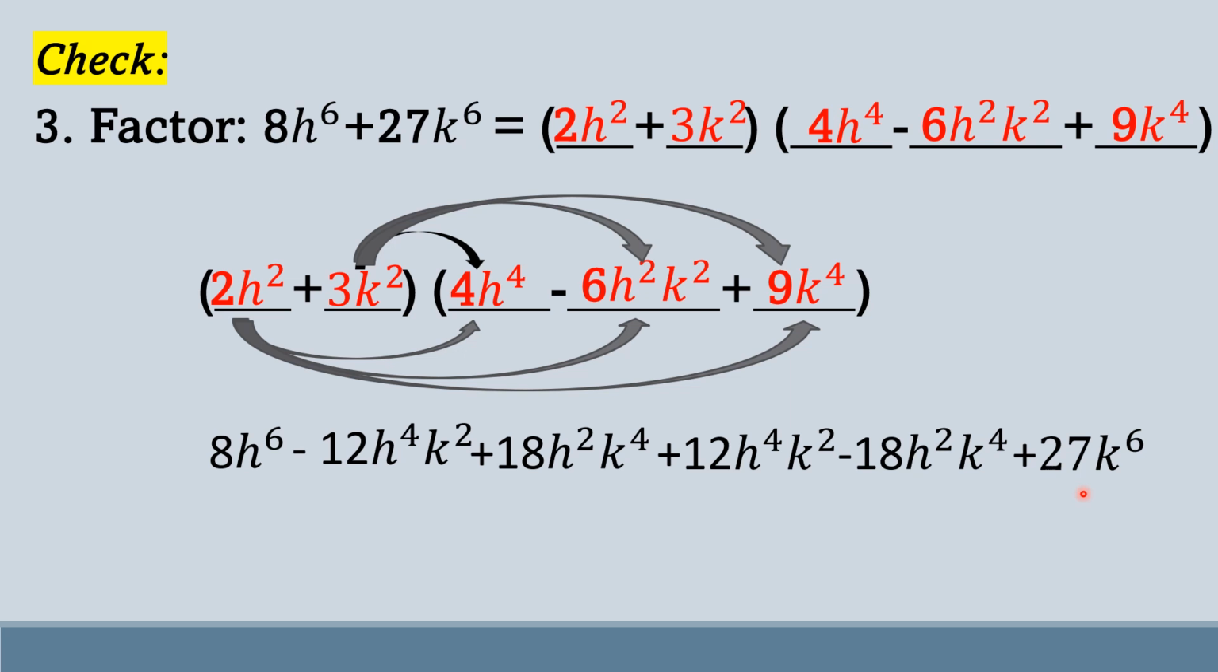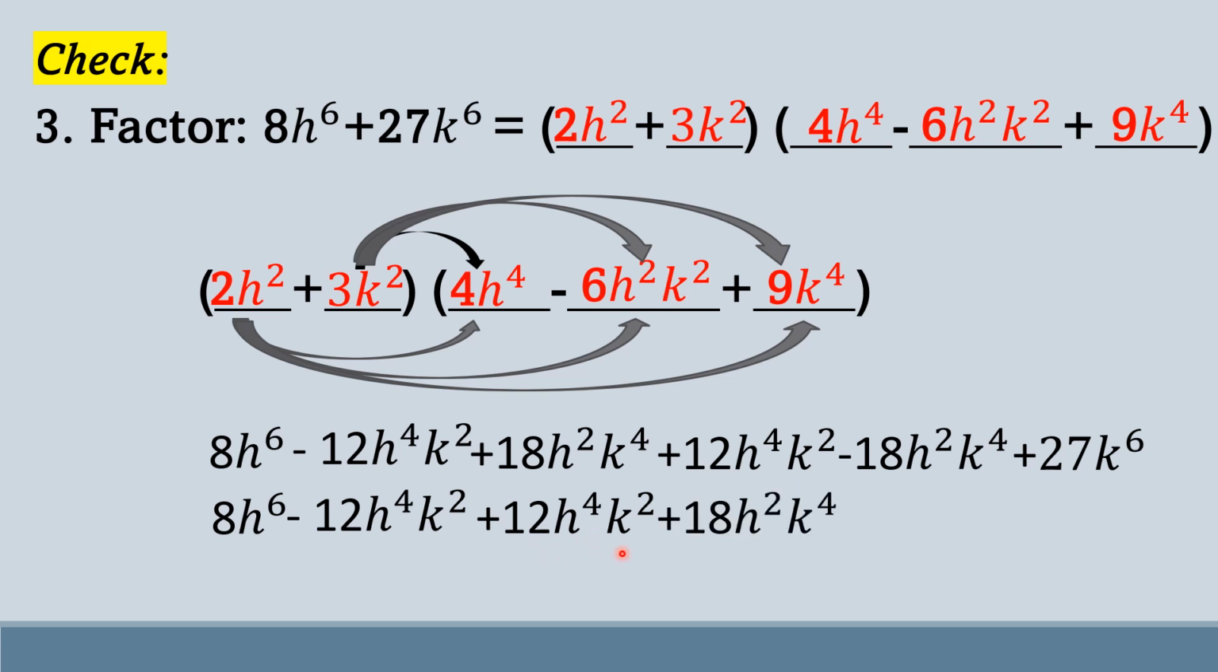Next, arrange in order to find easily if there are like terms. So we have 8h to the sixth power minus 12h to the fourth power k squared plus the like term, 12h to the fourth power k squared. Next, we have plus 18h squared k to the fourth power. Then the like term of that, we have minus 18h squared k to the fourth power. And the last term is 27k to the sixth power.